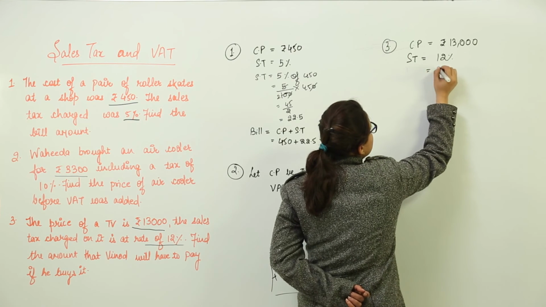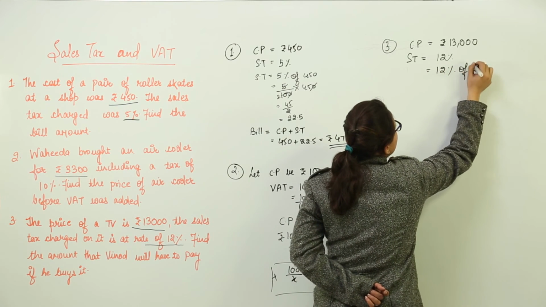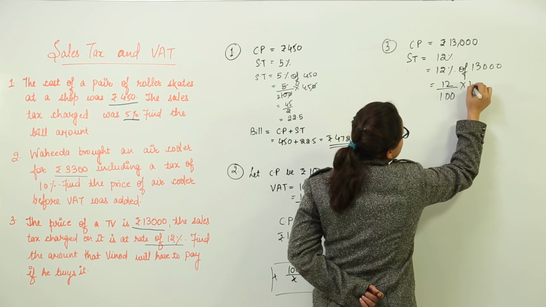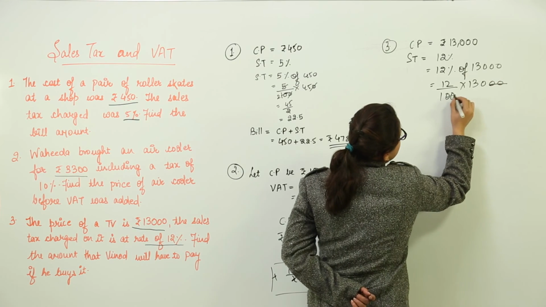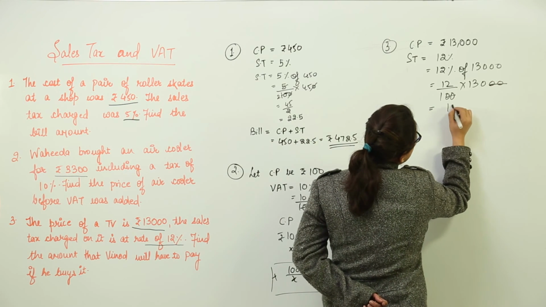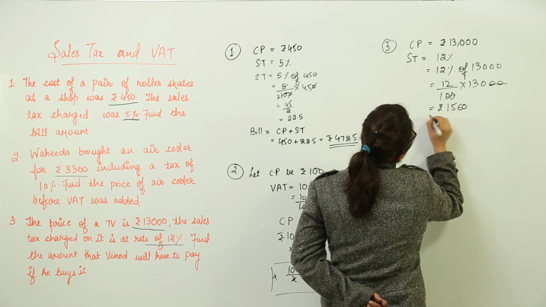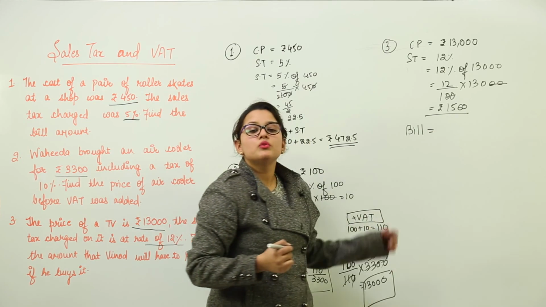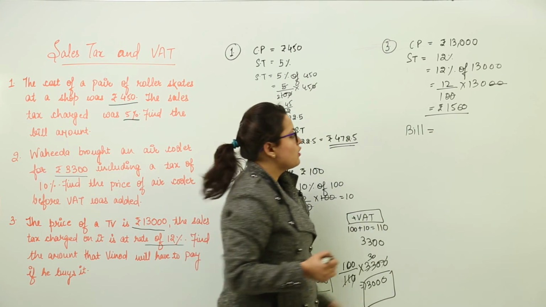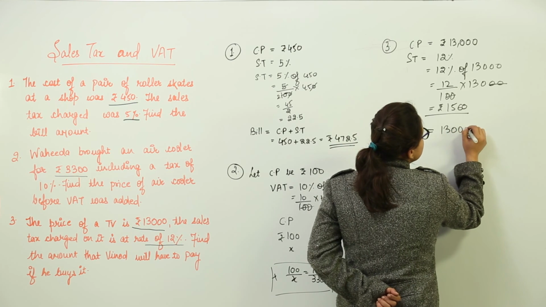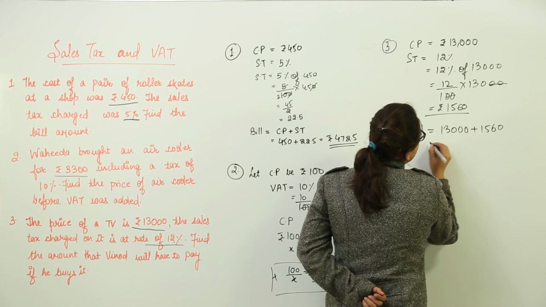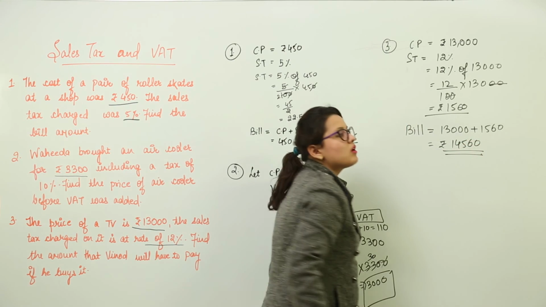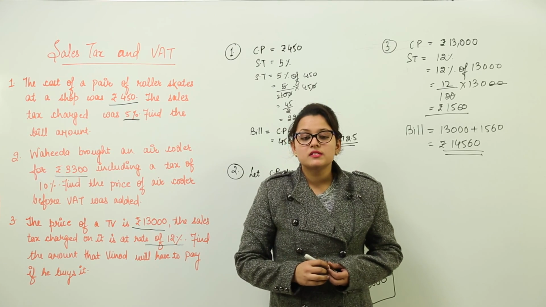So while calculating sales tax, we will do 12% of 13,000, that will be equal to 12 upon 100 into 13,000. The zeros get cancelled. We get the sales tax as 1560 rupees. Now the total billing amount that Vinod will have to pay if he buys this TV would be 13,000 plus 1560, equal to rupees 14,560. So this is how sales tax and value added taxes are calculated.